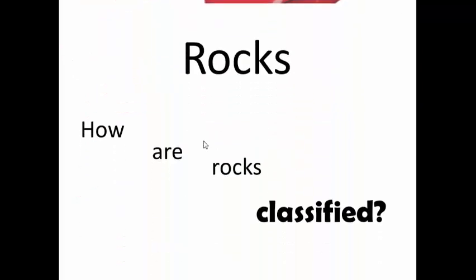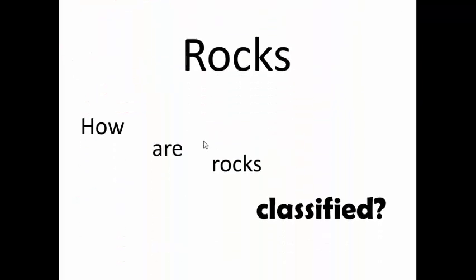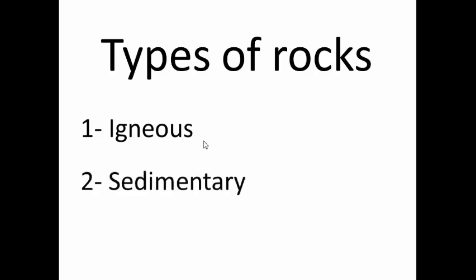As we learned in the last session, rocks are classified according to their formation, or how they are formed. So we classified these rocks into three main types. The first one is igneous rock. The second type is sedimentary rock. The third type is metamorphic rock. So we have here the igneous rock. In today's session, we're going to be talking about igneous rocks and the second type, which is sedimentary rock.